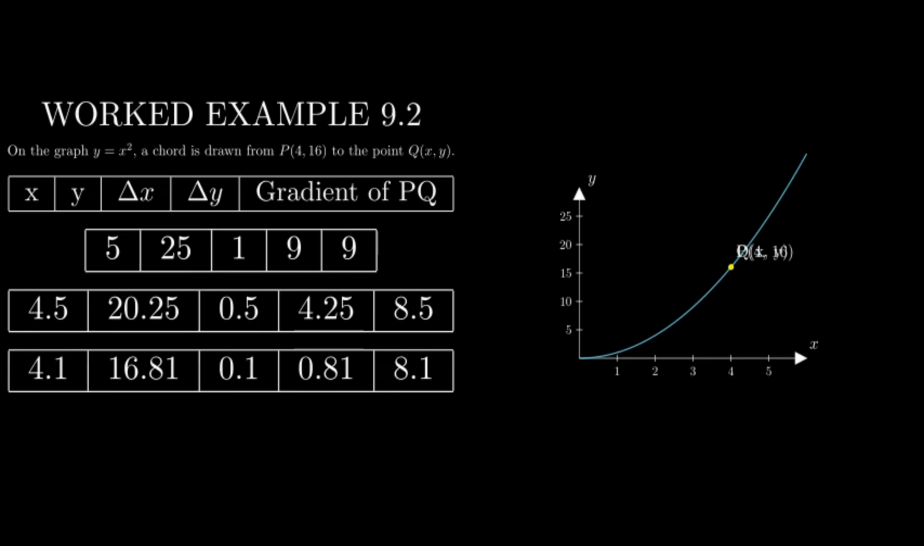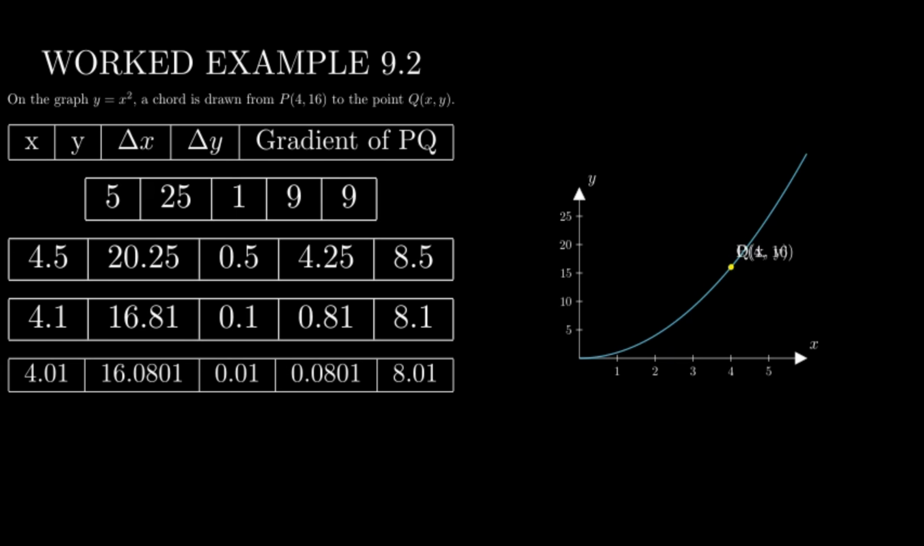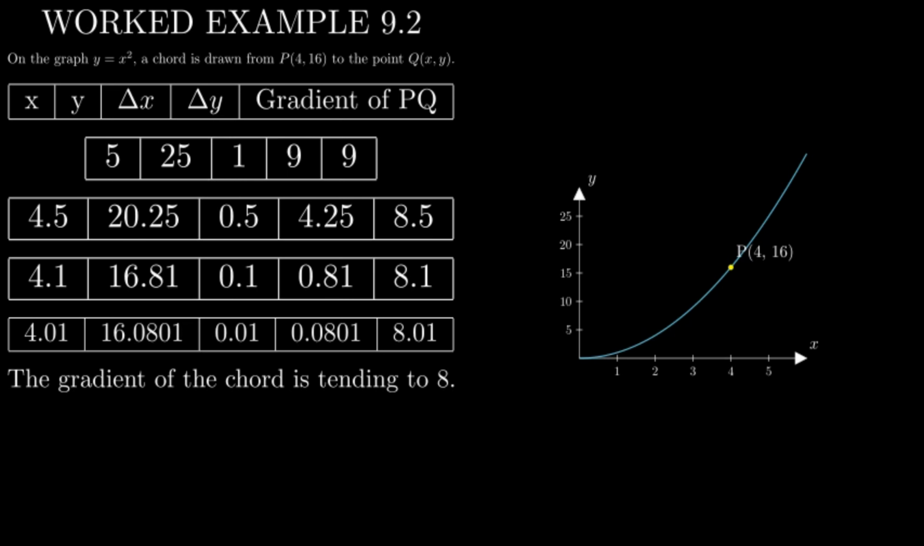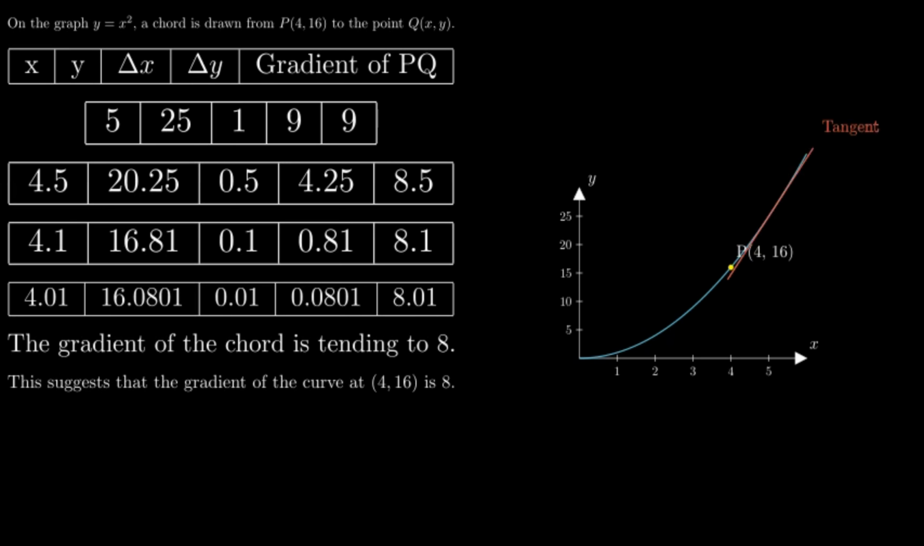We're getting closer. One more time, let's get extremely close. Let x equal 4.01. If x is 4.01, y is 16.0801, delta x is 0.01, delta y is 0.0801, the gradient is 0.0801 divided by 0.01, which is 8.01. What value does the gradient appear to be tending towards? The sequence of gradients is 9, 8.5, 8.1, 8.01. It's clearly getting closer and closer to 8. This suggests that the limit of the gradient of the chord is 8. And because the gradient of the tangent is the limit of the gradient of the secant lines, this tells us that the exact gradient of the curve y equals x squared at the point (4, 16) is 8.